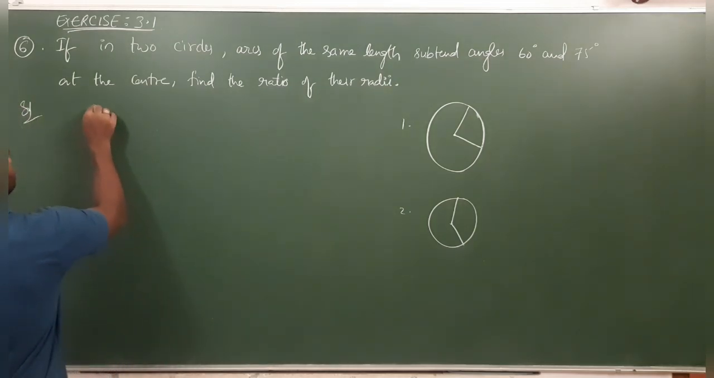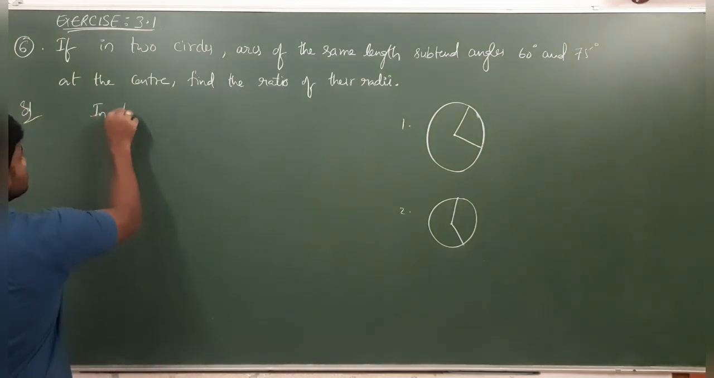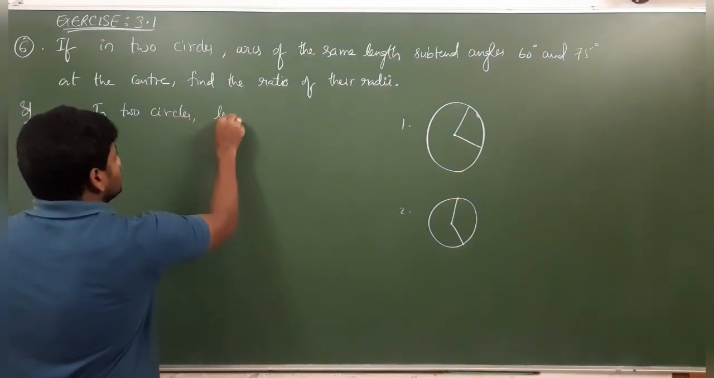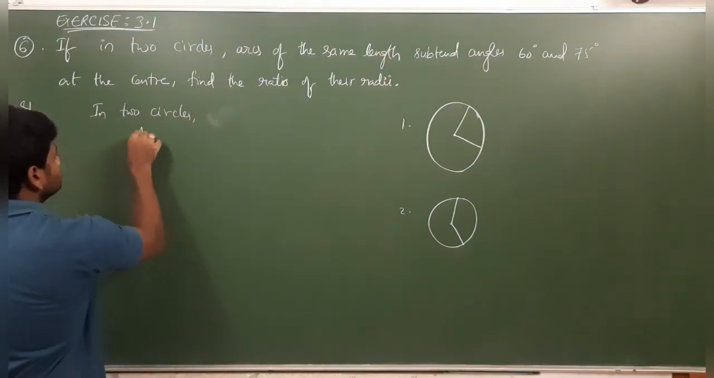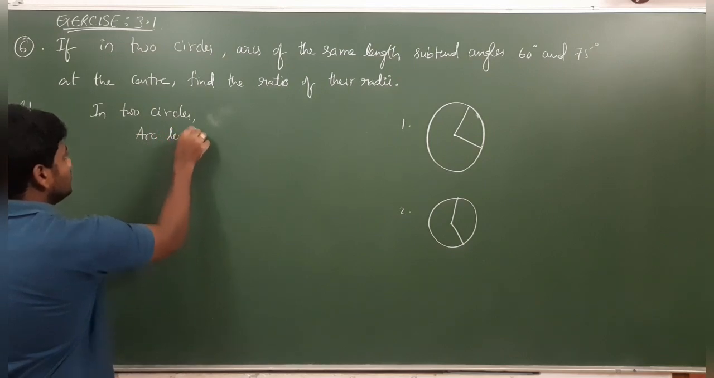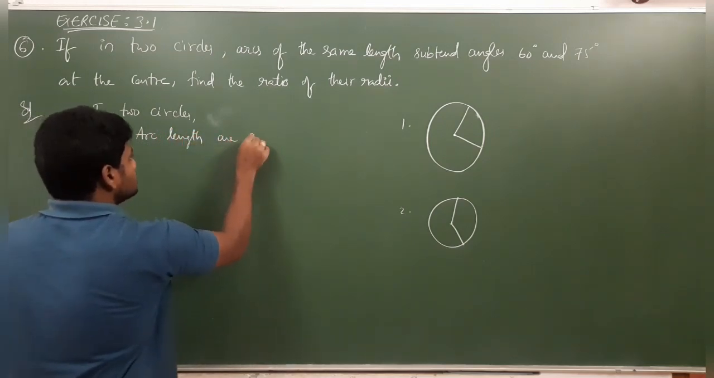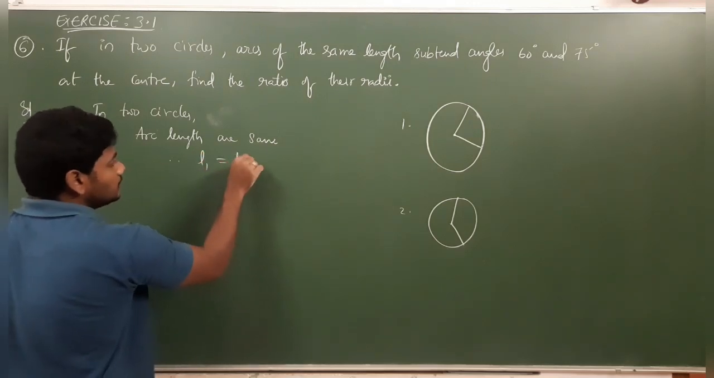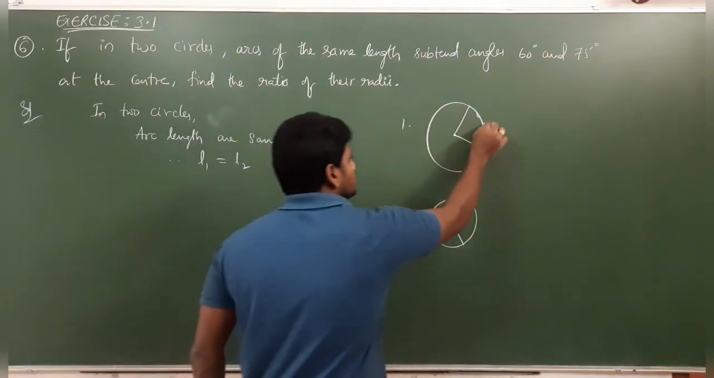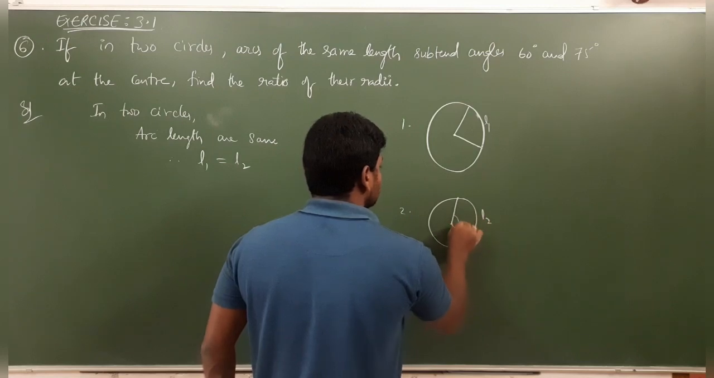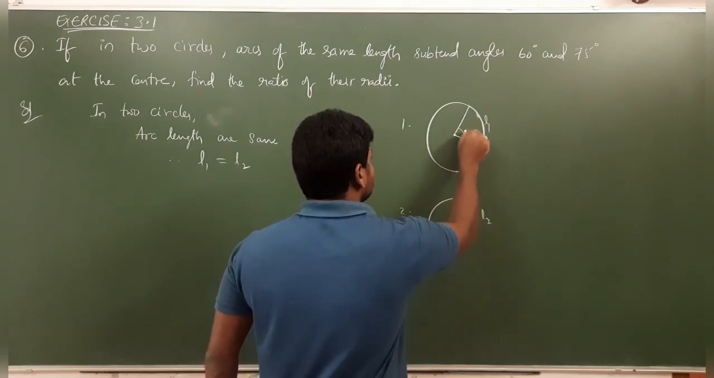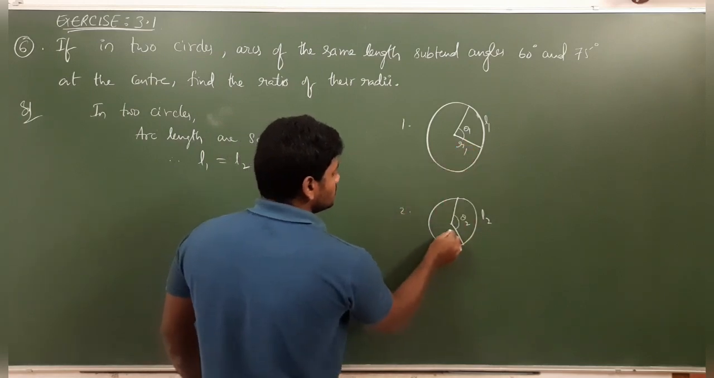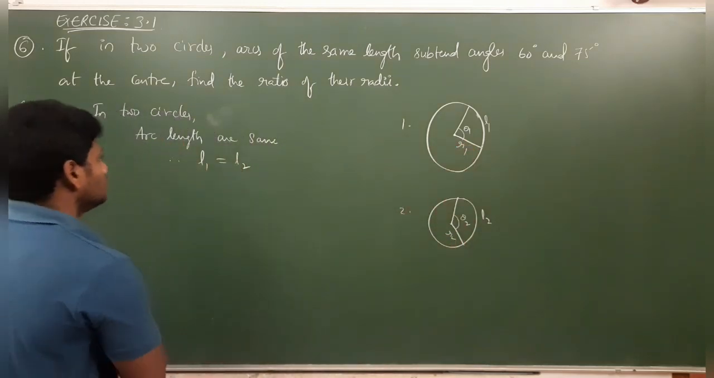What is given? In two circles, the arc lengths are the same. Therefore, L1 is equal to L2. This is L1 and this is L2. So this I will consider as theta 2, this I will consider as theta 1. This is radius 1 and this is radius 2.